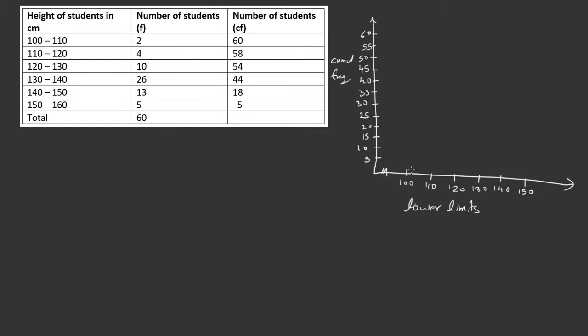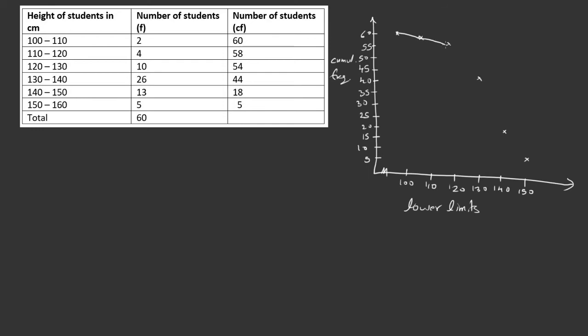Now plot the points. For 100, the value is 60. For 110, the value is 58. For 120, the value is 54. For 130, the value is 44. For 140, the value is 18. And for 150, the value is 5.